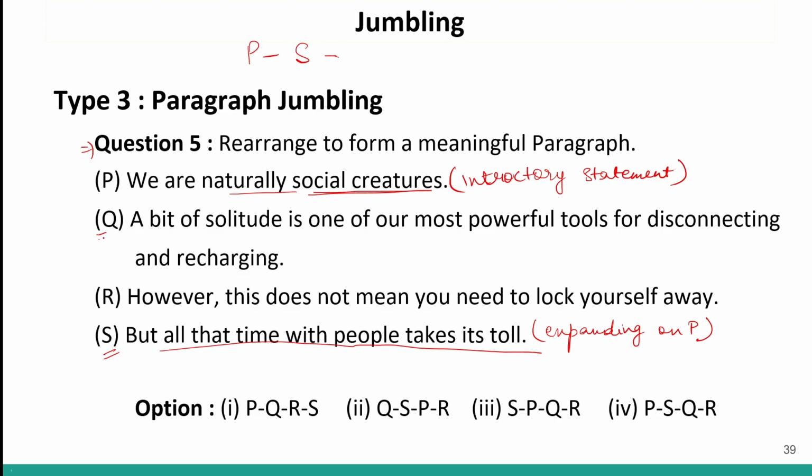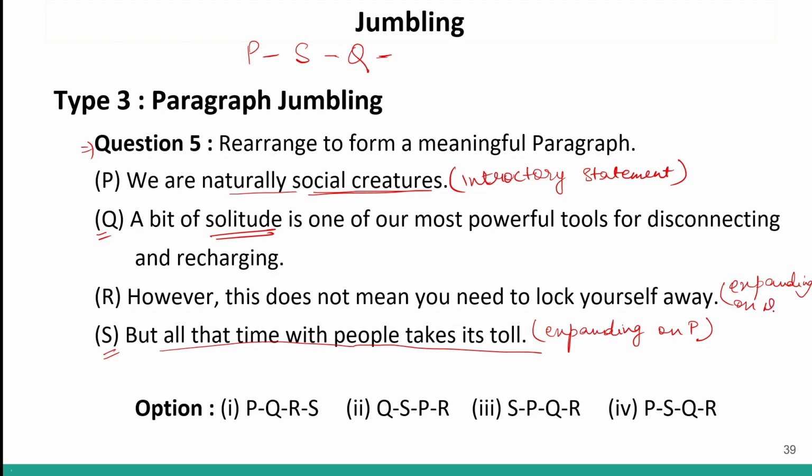Then we said in Q, a bit of solitude is one of our most powerful tools for disconnecting and recharging. So in P, we said that we are social, right? In S, we said that even though we are social, sometimes we need a little bit of alone time because all that time with people take its toll. So in Q, we introduce the idea of solitude based on P and S, right? In Q, I'm saying that solitude is one of the most powerful tools that a human can use. And in R, I am expanding on Q.